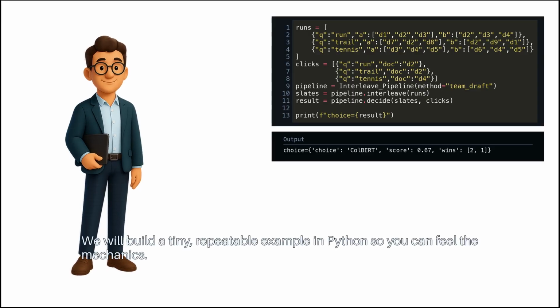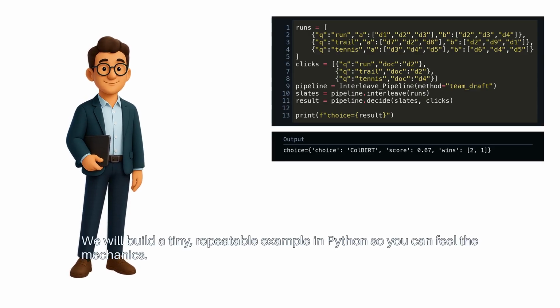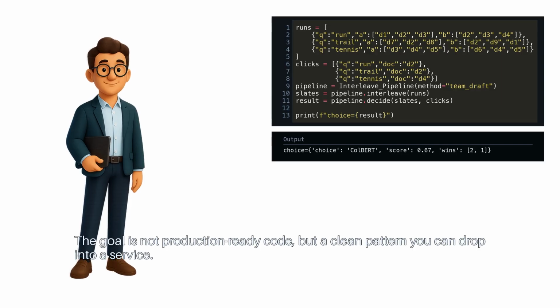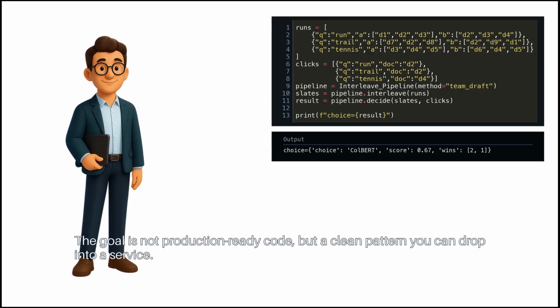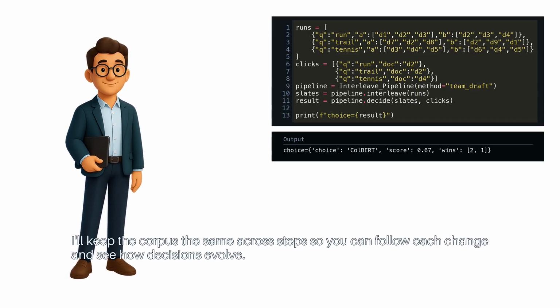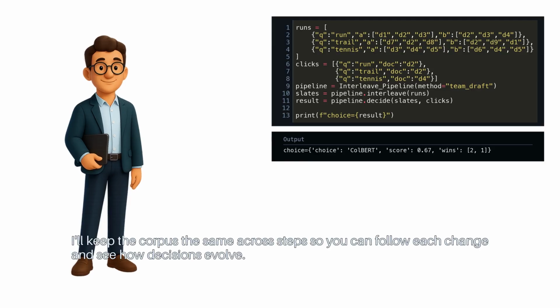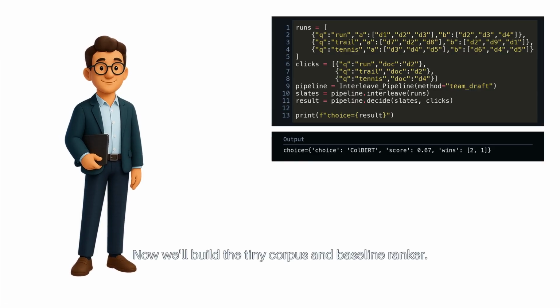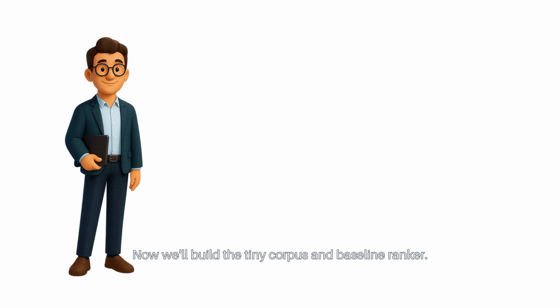We will build a tiny, repeatable example in Python so you can feel the mechanics. The goal is not production-ready code, but a clean pattern you can drop into a service. I'll keep the corpus the same across steps so you can follow each change and see how decisions evolve. Now we'll build the tiny corpus and baseline ranker.